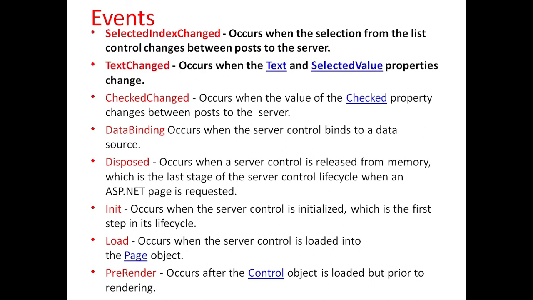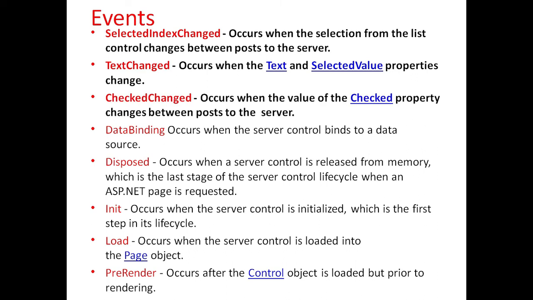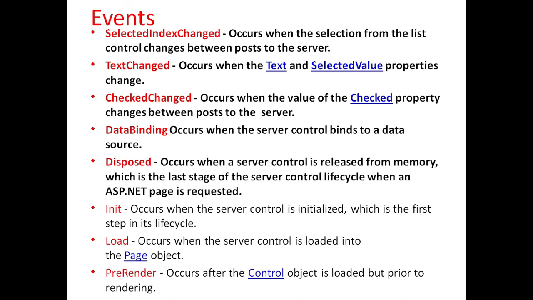TextChanged event occurs when the text and selected value property change. CheckedChanged event occurs when the value of the checked property changes between posts to the server. DataBinding event occurs when the server control binds to a data source. Disposed event occurs when a server control is released from memory, which is the last stage of the server control lifecycle. Init event occurs when the server control is initialized, which is the first step in the lifecycle.